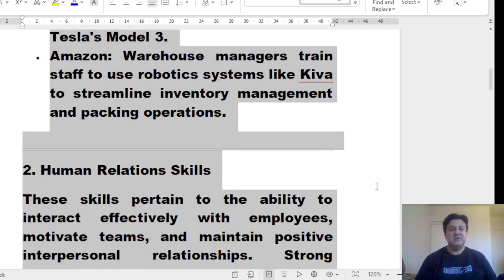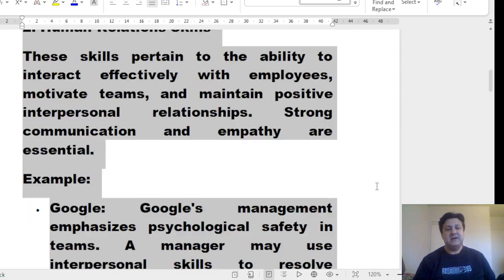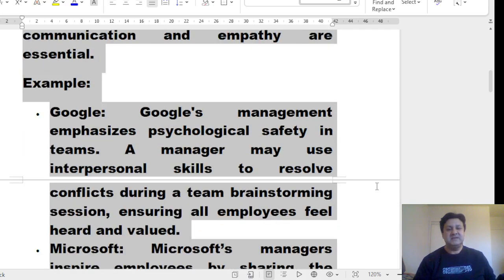For the human relations skills, these skills pertain to the ability to interact effectively with employees, motivate teams, and maintain positive interpersonal relationships. Strong communication and empathy are essential. Example, Google's management emphasizes psychological safety in teams.